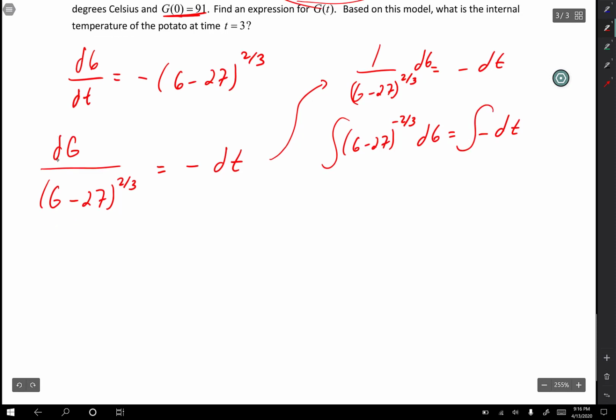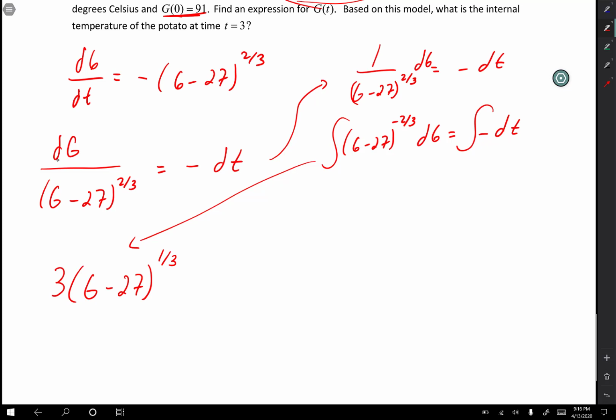So I'm going to add 1 to the exponent and then divide. Negative 2/3 plus 1 is 1/3, and then divided by 1/3, so I'm going to have a 3 in the front. So I'm going to write 3 times (g minus 27) to the 1/3. Let me make sure I did everything correct: 1/3, and then divide by 1/3, which is like 3. Yep. Equals negative, and I'm integrating with respect to t, so that's going to be negative t plus c.